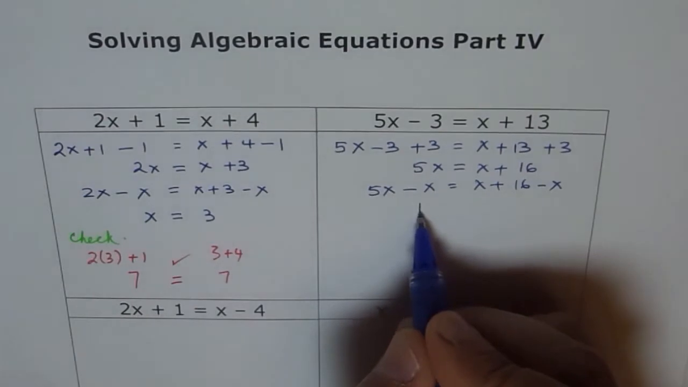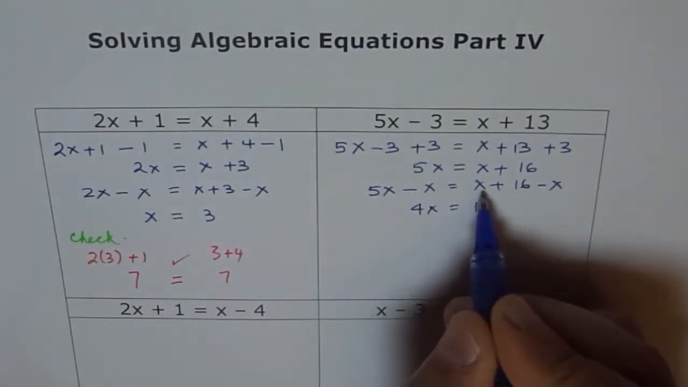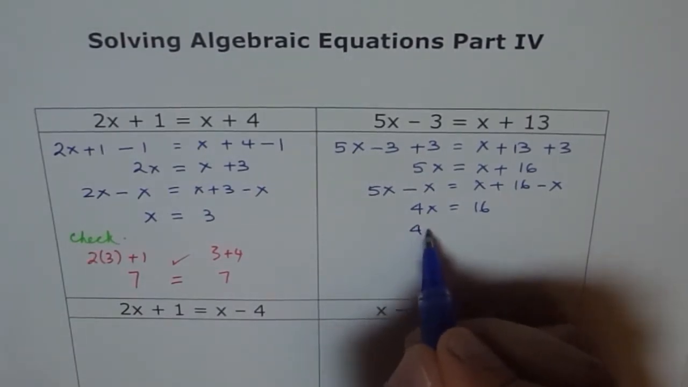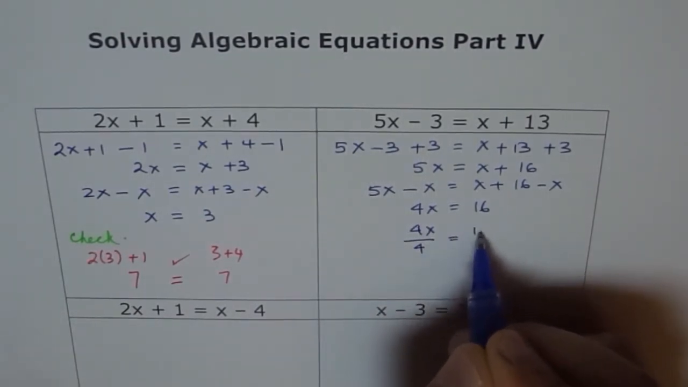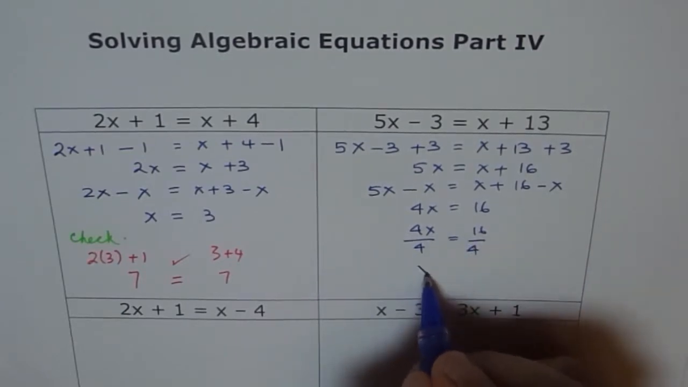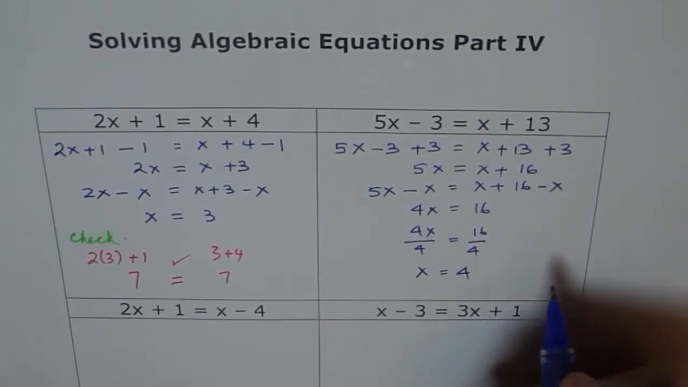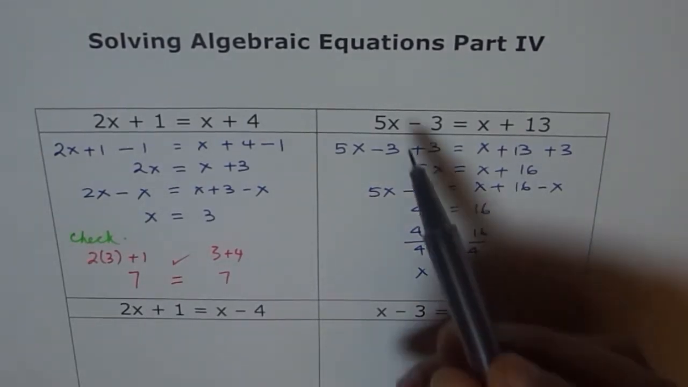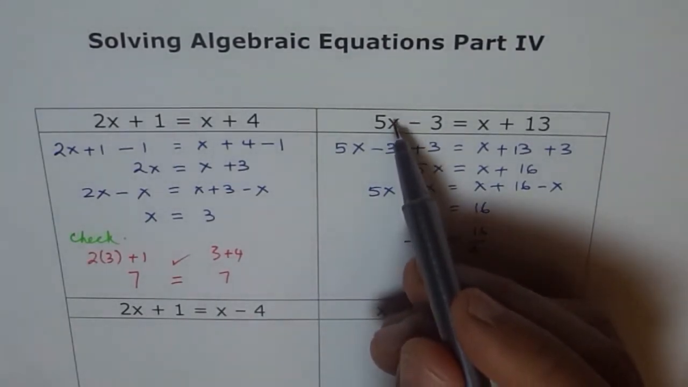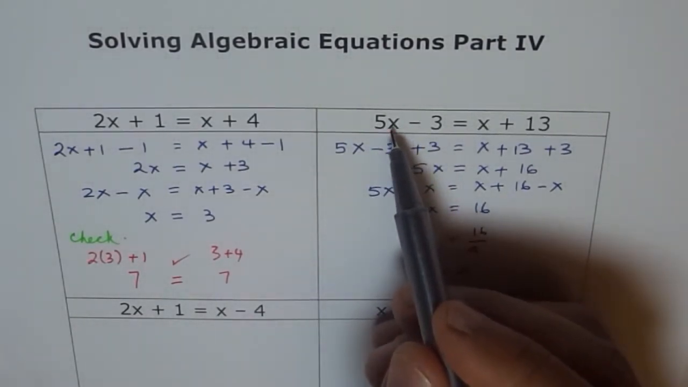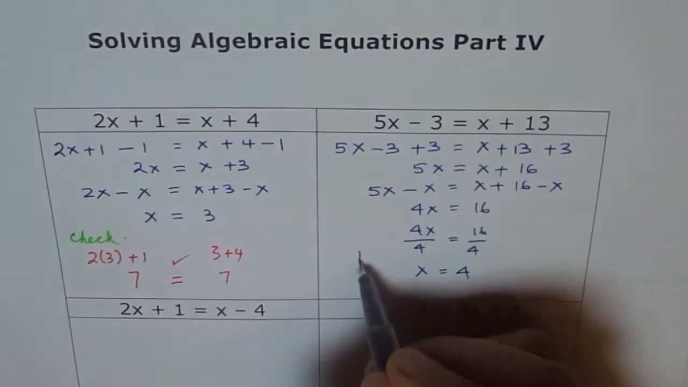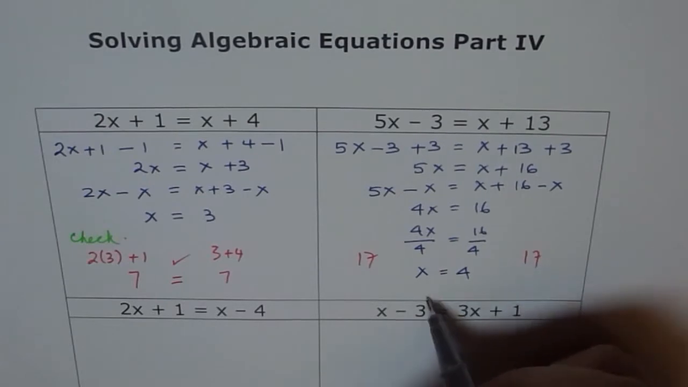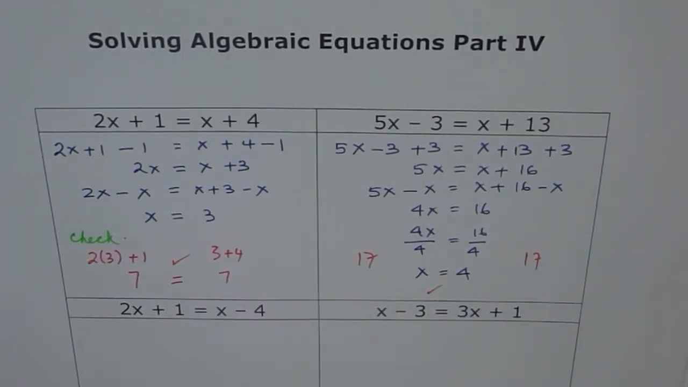Now 5x minus x is 4x equals 16. x minus x is 0. So how will you find x? You divide by 4. So we have 4x divided by 4 equals 16 divided by 4, which leads to x equals 4. Now is that the right answer? Let's check it again. If you substitute 4 on the left side, you get 4 times 5 is 20 and 20 minus 3 is 17. Let's do it here. 4 plus 13 is 17. Yes, it works, correct? This is important to check.